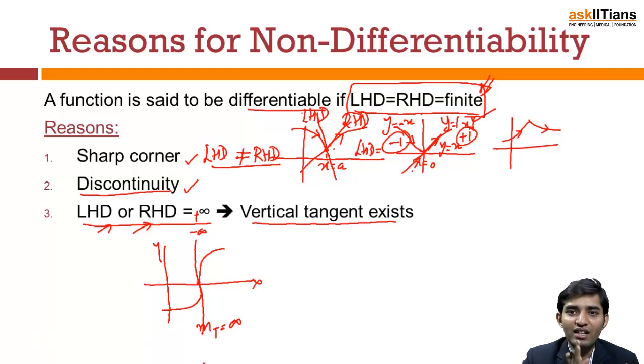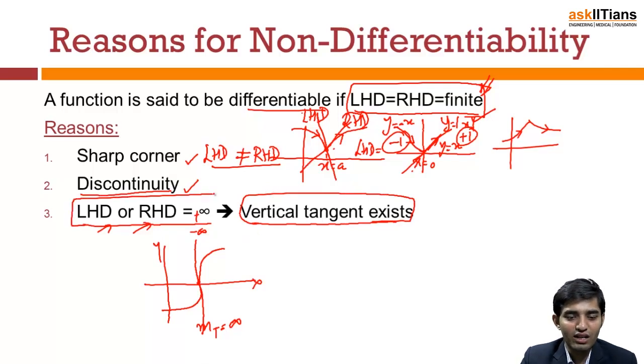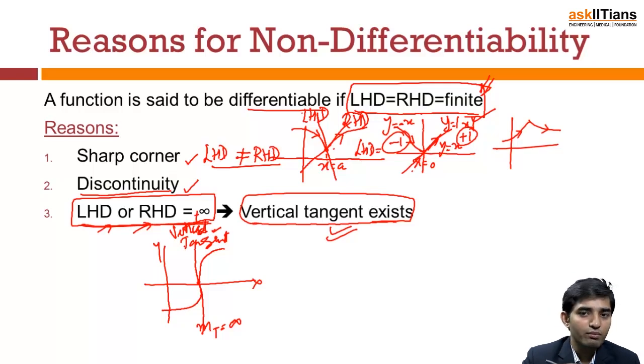Slope of this line, a vertical line. So a vertical tangent will exist. If a vertical tangent exists, then the LHD or RHD, the slope on the left hand side or on the right hand side, will go up to infinity. And if LHD or RHD is going up to infinity, then in that case we can say that a vertical tangent will exist. This is the vertical tangent. If a vertical tangent exists, then also the function will be non-derivable.